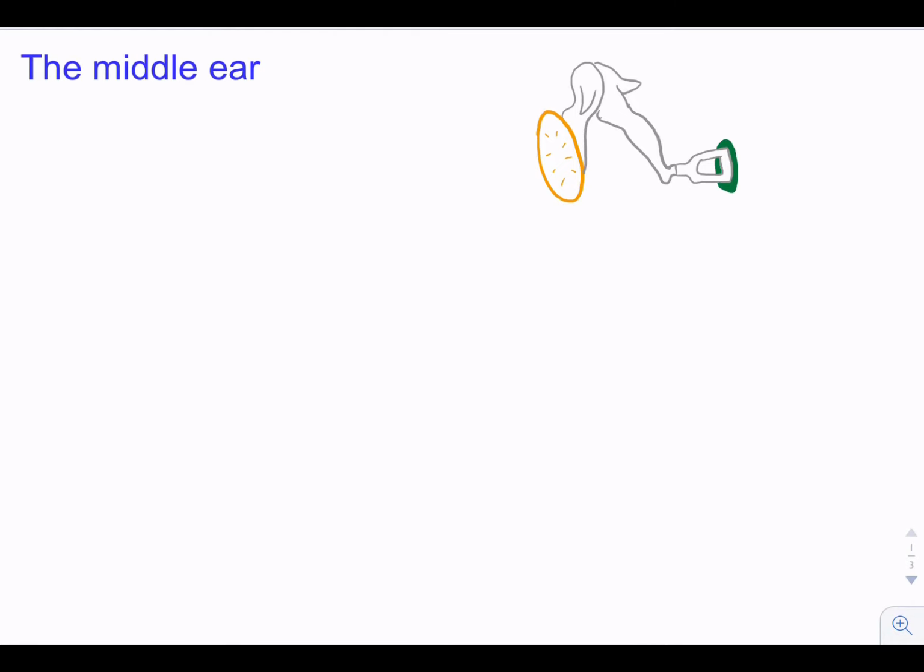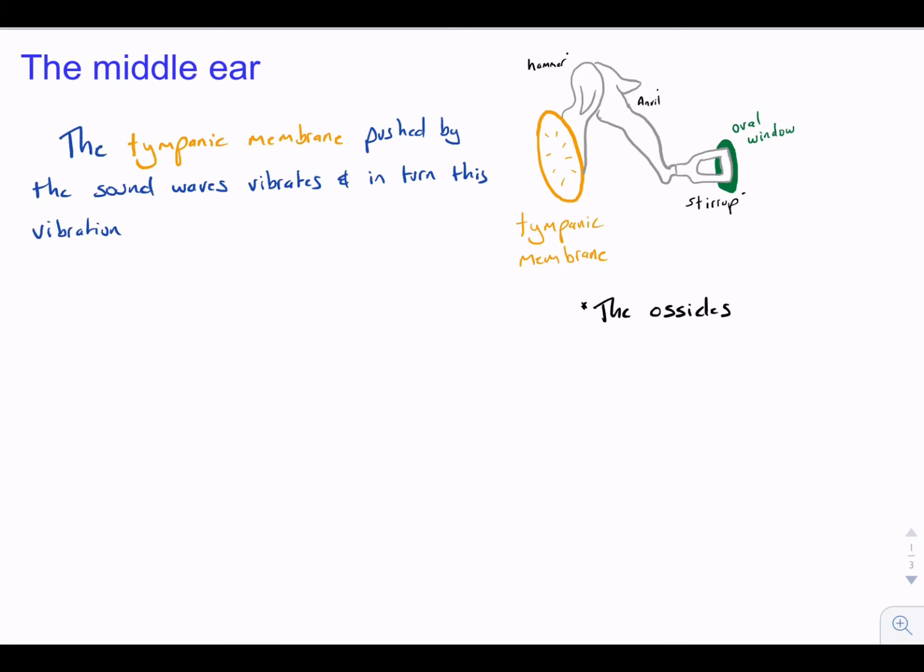The middle ear has a lot of work to do. The middle ear is trying to connect the outer ear to the inner ear, where all the auditory processing goes on. The tympanic membrane is pushed by the sound wave, and in turn this vibration is passed on to the hammer. This is the first of the 3 small bones called the ossicles.